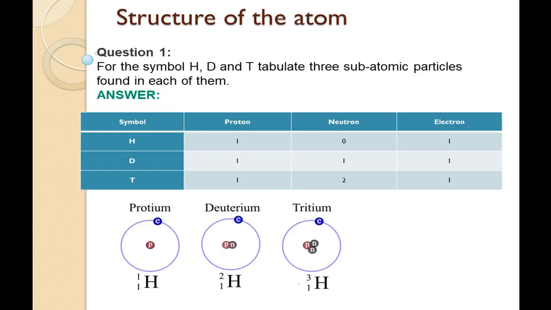Here is a question. For the symbols H, D, and T, tabulate the three subatomic particles found in each of them. So, what is H, D, and T? We know that they are isotopes of hydrogen. What are isotopes? Isotopes are atoms of the same element having the same atomic number but different mass numbers. So, their number of neutrons will be different in each atom, isn't it?